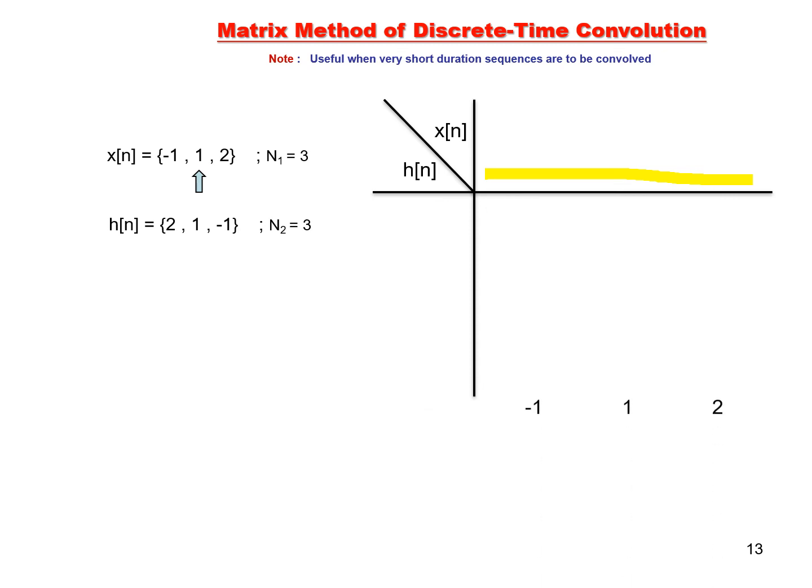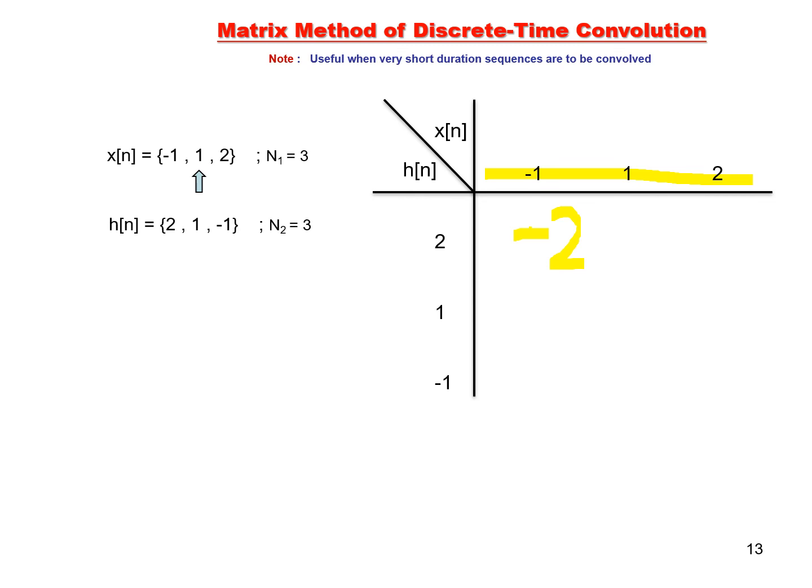That is, h of n is here. You write -1, 1, 2. That is the values of x of n. Then here as a row heading, you write h of n values. Here -1, 1, 2, and here 2, 1, -1. Now what you do, you simply multiply 2 into -1. Here it is -2.